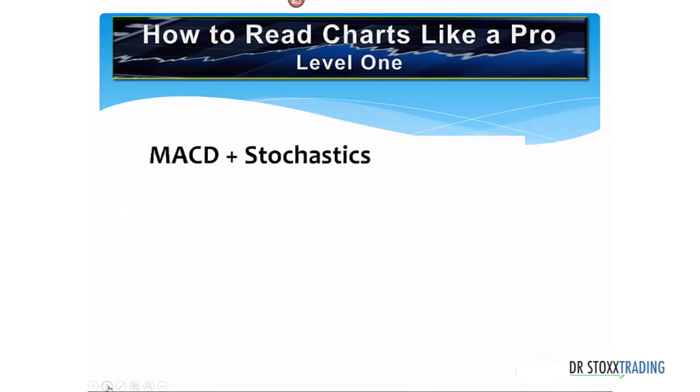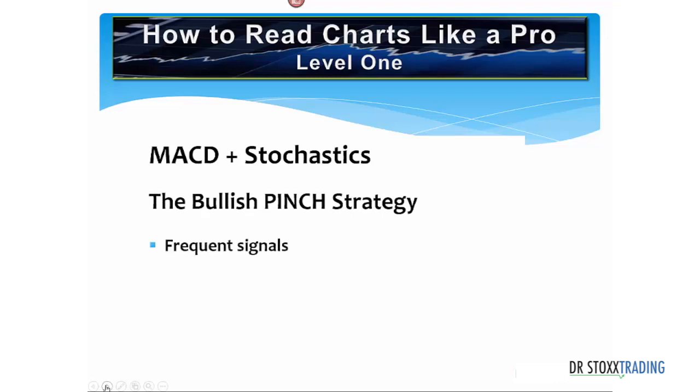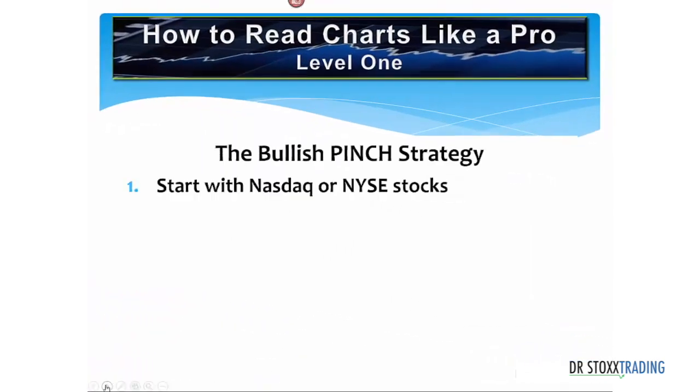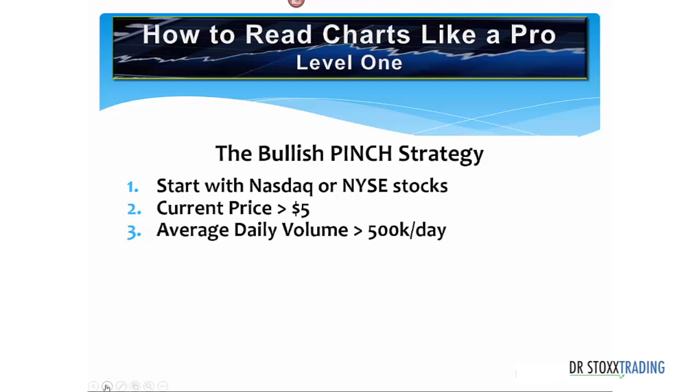Now, our second strategy is similar to the first, but we're adding on stochastics. I call it the bullish pinch strategy, and you're going to get more frequent signals with this strategy and shorter holding time for each trade. Here are the parameters for the bullish pinch strategy. Start with NASDAQ or New York Stock Exchange stocks, current price over $5 a share, average daily volume over 500,000 shares per day, beta over 2, all the same as previous.